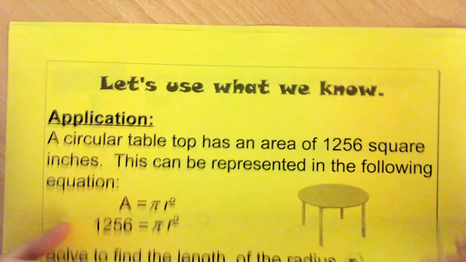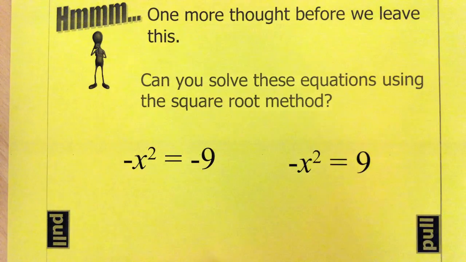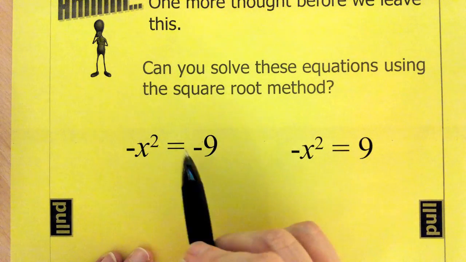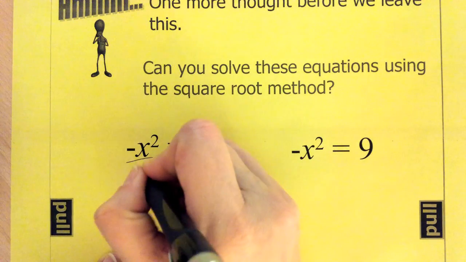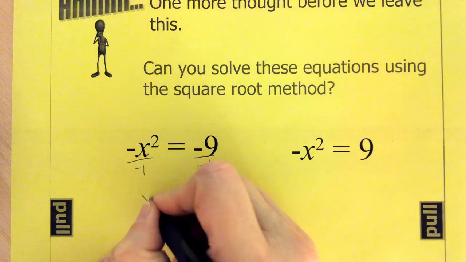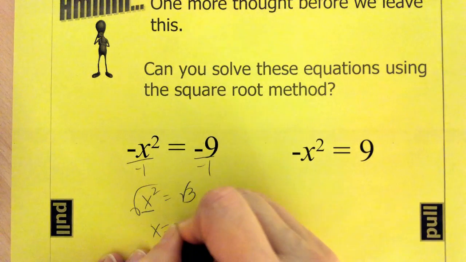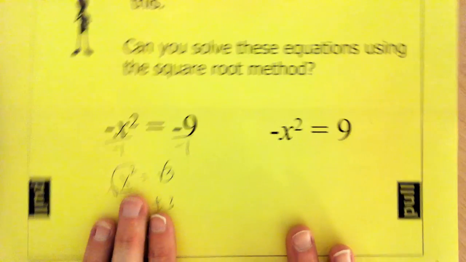All right, the last thing I want to talk about is, can we solve these two using the square root method, just like we see them? No. For the first one, I could make an argument that we could solve it because I could divide by -1 and get x squared equals 3. Take the square root and I get x equals plus or minus the square root of 3. I could make an argument for that one.